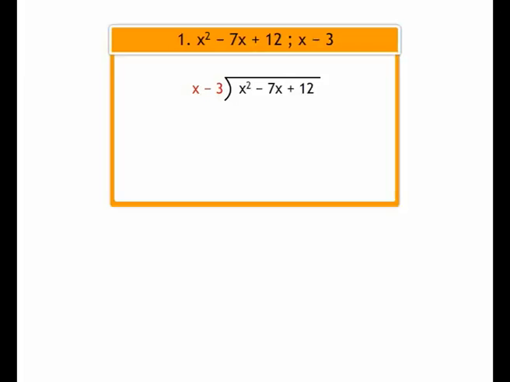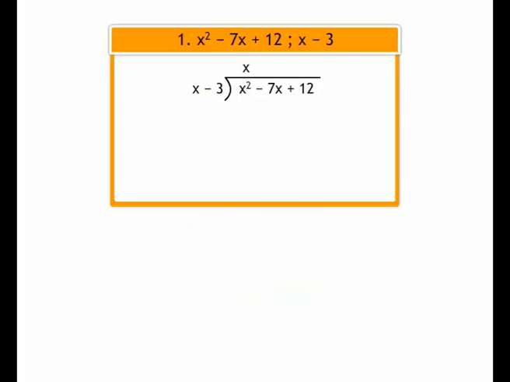So now we will divide the first term of the dividend, that is x square, by the first part of the divisor x, that is x square upon x, which is equal to x raised to 2 minus 1 as per the rule of the indices, which is equal to x raised to 1, and that is equal to x, the first part of the quotient. Now we will write x as the first part of the quotient above the line.